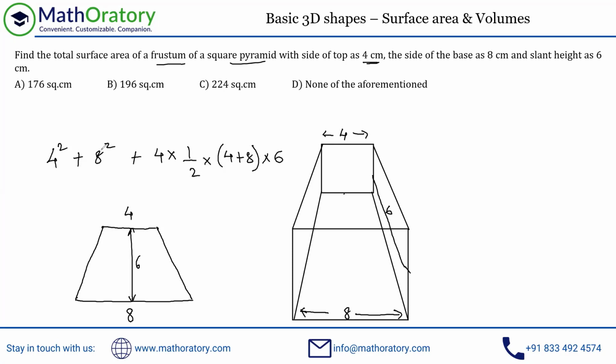4 square is 16, 8 square is 64. So this adds up to 80, this part. And for this part, half into 6 is 3. Then you have 12. So 3 into 12 is 36, into 4 is 144. So you have this as 144. Simply add these two and you'll get the answer. That will be 224 in this case.